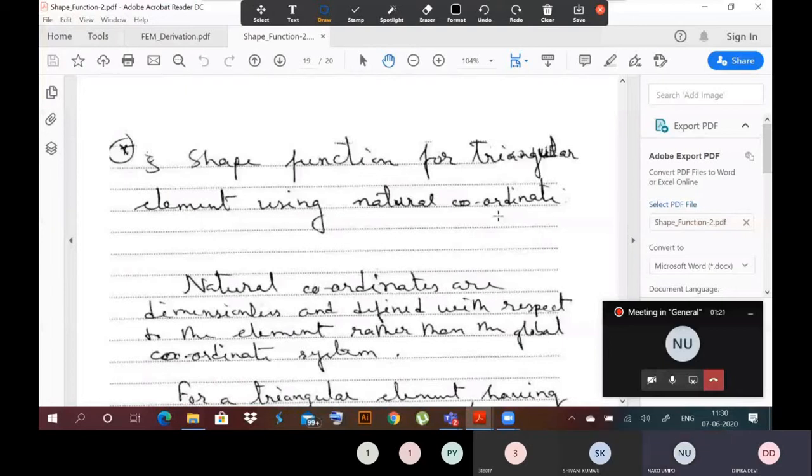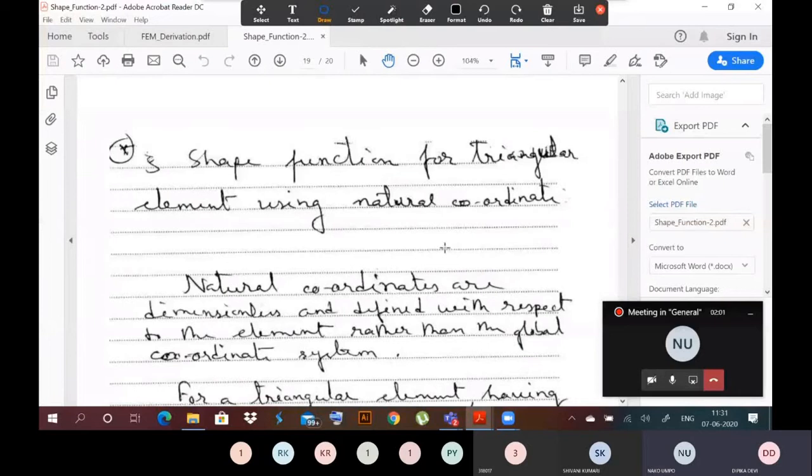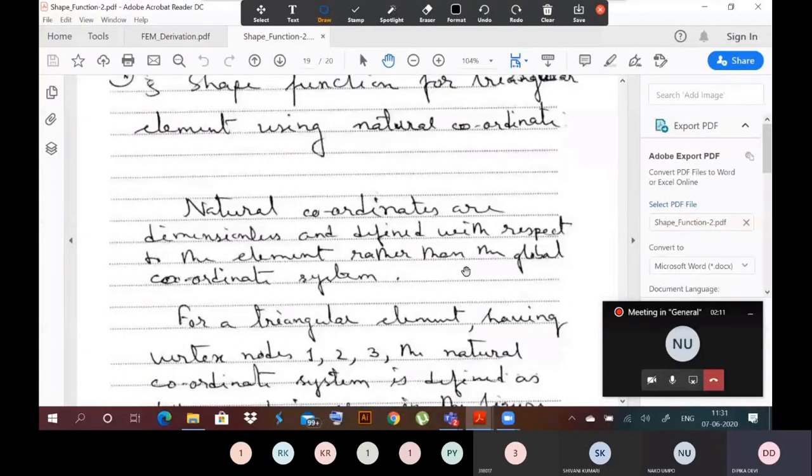So now I'll go to shape function for triangular element using natural coordinates. We have already derived the shape function for triangular element using the Cartesian coordinate using polynomials. Here we will derive the shape function using natural coordinates. They are dimensionless and defined with respect to the element rather than the global coordinate system, so it is local for a particular element. You know that its value varies from -1 to +1 for a bar element or a rectangular element, but this is slightly different in a triangular element.